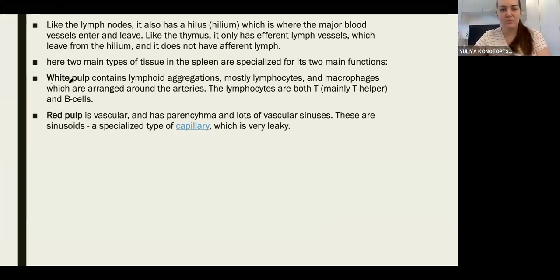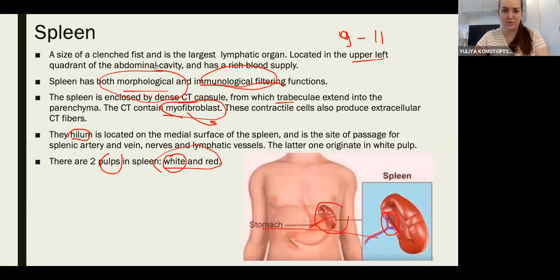So we talked about white pulp, we talked about red pulp. Please do not forget that white pulp is an immunological filter and red pulp is a morphological filter. That's what I wanted. What does it mean, morphological filter?